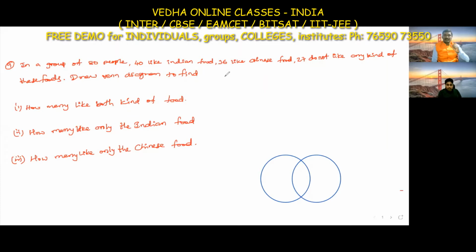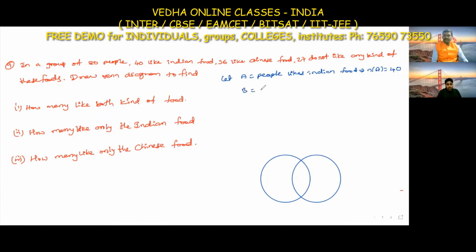In this, Indian food. Who likes Indian food? Let me take A. So A is equal to the people who like Indian food. How many are there like this? N of A, the number of people who like Indian food, is 40.